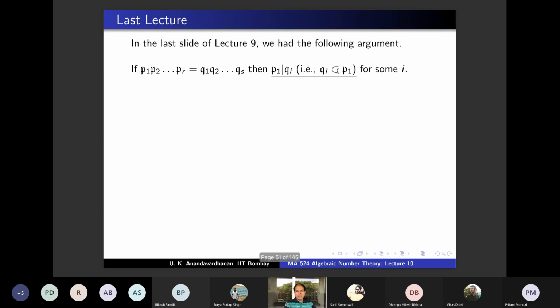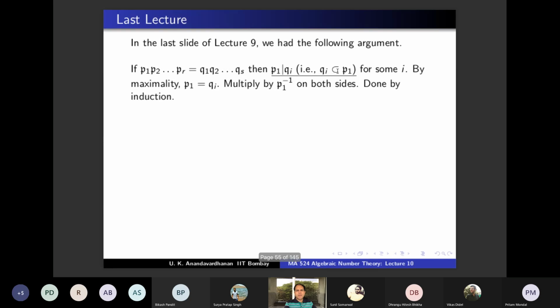And if Qi is contained in P1 for some i, then by maximality, Qi equals P1, because the Qi's are also maximal, and the Pi's are also maximal. So Pi equals Qi multiplied by P1 inverse, and done by induction. This was the argument. This is fine.